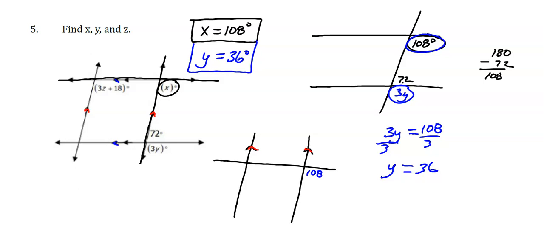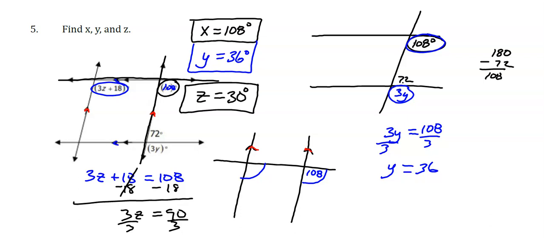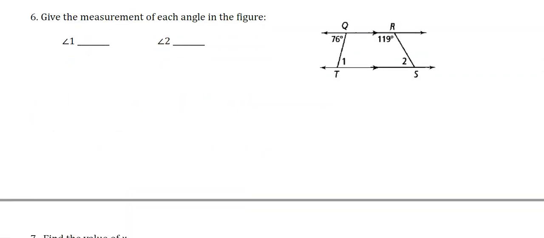So that's going to help me out because this angle and this angle are corresponding. They're in the same position. So I should be able to set up an equation with these 2 and make them equal to each other. So 3z plus 18 equals 108. And I'm going to subtract that 18 from both sides, which gives me 3z is 90. And then divide both sides by 3. And I end up with z has to equal 30. So there we go. We lock down x, y, and z. Just a little more complicated picture, more parallel lines, but same idea.